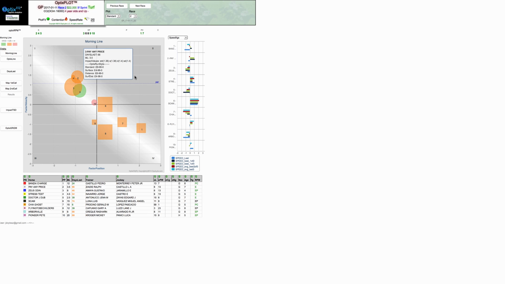So that intrigued me. The next thing I do to evaluate and make sure that I'm looking at this right is I look at the run styles of the horses involved in that cluster. So the 2, 4, and 5 are all E types. That means they need the lead.